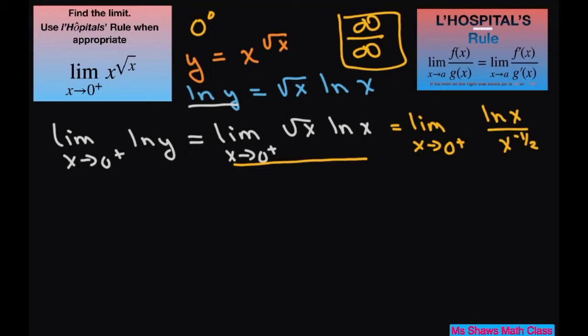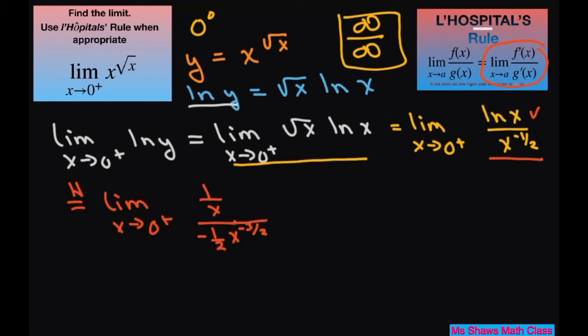So we're going to use L'Hopital's rule and differentiate the numerator and the denominator. Take the limit as x approaches 0 from the right. The derivative of ln of x is 1 divided by x. And the derivative of x to the negative 1/2 power is going to be negative 1/2 times x to the negative 3/2 power. Now, let's simplify this.